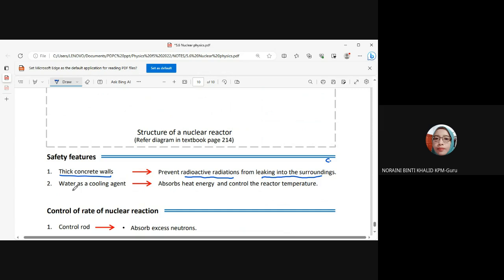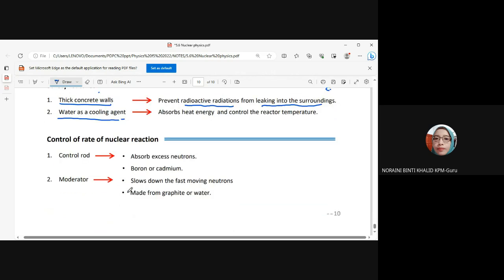Okay, water as cooling agent, dia mesti ada water. Selalu reaktor nuklear dia build near to the water source. Tepi sungai ke ataupun ada water source yang senang. Absorb heat energy and control reactor nuclear. Juga perlu cooling down sebab temperature sangat tinggi dalam panas. So perlu cool down juga.